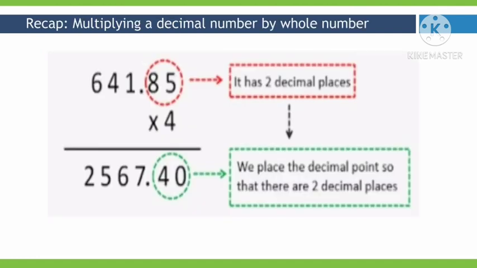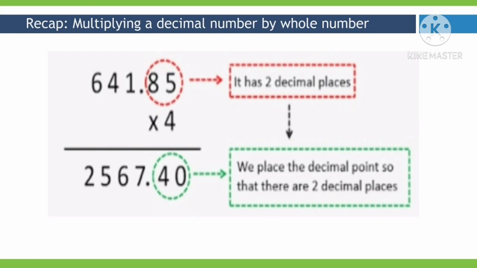Let's have a quick recap of what we learnt in the last class. You learned to multiply the given decimal number by a whole number. Consider the example given here. You want to multiply 641.85 by 4. So you have to multiply as if it is a normal number, and you have to check for the decimal places in the multiplicand.